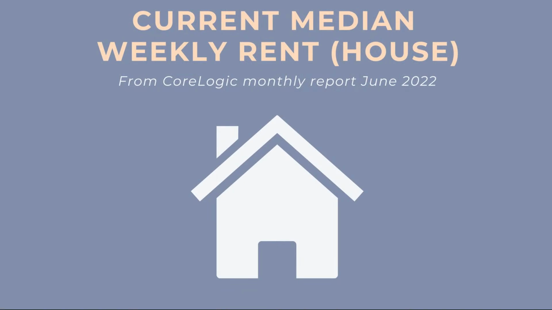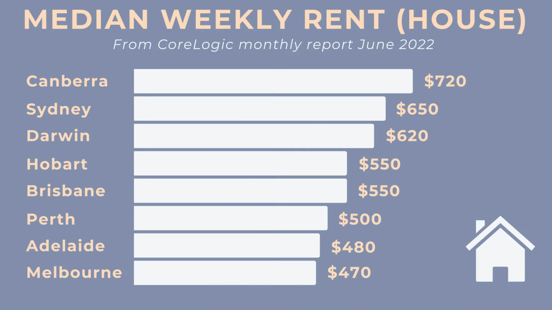Now I'm going to run through the median weekly rent across the state capitals of Australia, and I'm going to start with the prices for houses. The most expensive capital city to rent in Australia is currently Canberra, with a median weekly rent of $720. Next is Sydney at $650, and next is Darwin at $620 a week. Just note that this is very different than the prices to buy property. Sydney is the most expensive city to buy a property in, and Darwin is actually cheapest, so that's quite bizarre that they're so close to each other in terms of rent.